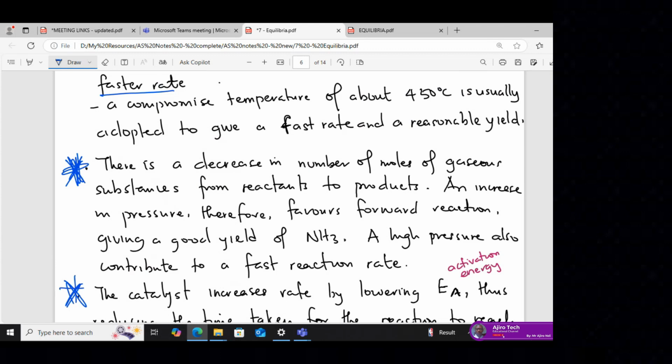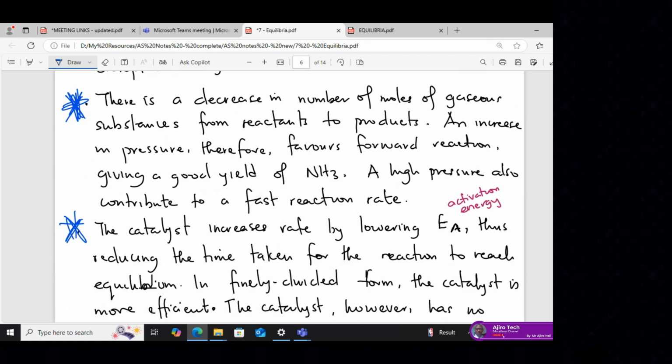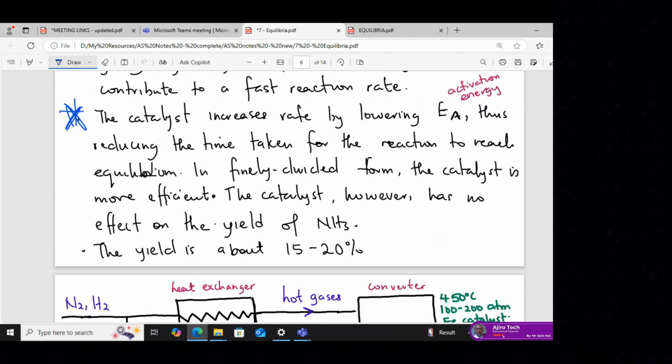Now, catalyst. Why do we use a catalyst? Go on. The catalyst increases rate by lowering activation energy, thus reducing the time taken for the reaction to reach equilibrium. And finally, in finely divided form, that means in powder form, the catalyst is more efficient. The catalyst, however, has no effect on the yield of ammonia.